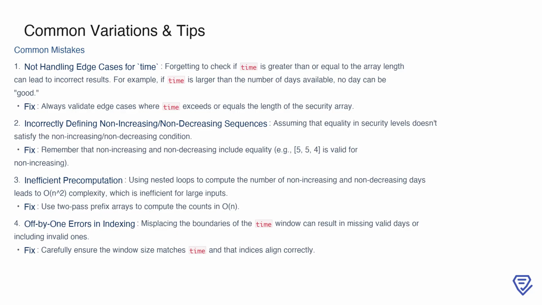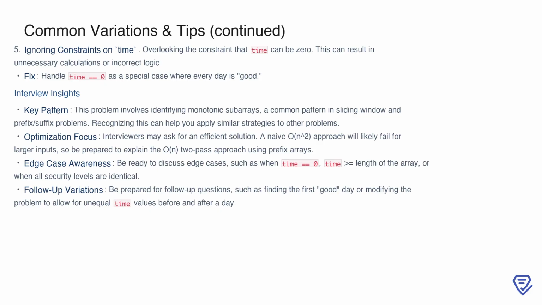Finally, off-by-one errors in indexing are another challenge. These errors occur when the boundaries of the time window are misplaced, leading to missed valid days or the inclusion of invalid ones. Carefully ensure that the window size matches the value of time and that indices are properly aligned to avoid such issues. Another common oversight is ignoring the constraints on the time variable, particularly when time is 0. In this special case, every day automatically qualifies as a good day since there are no days before or after to evaluate. Accounting for this edge case can save unnecessary calculations and ensure correct logic.